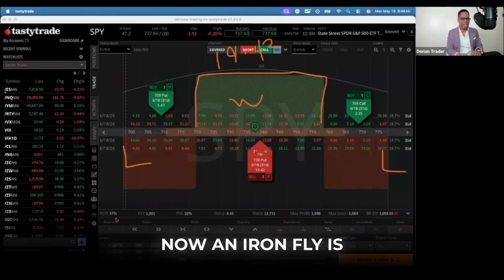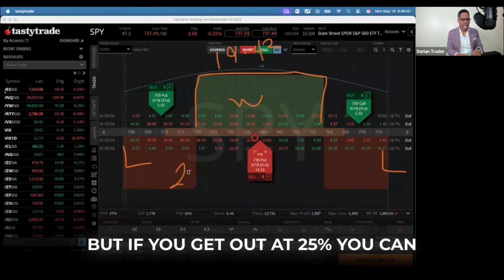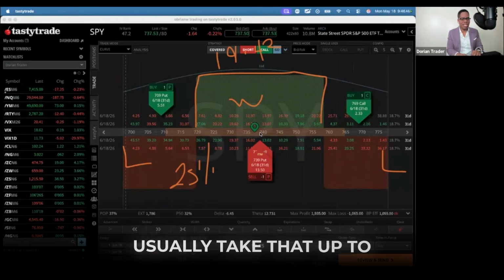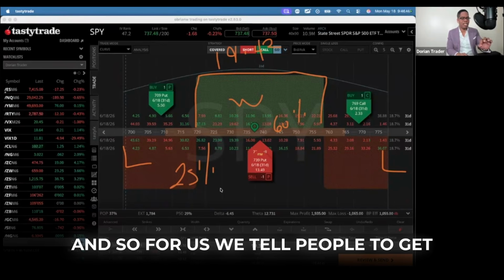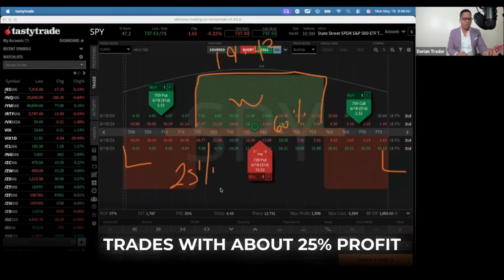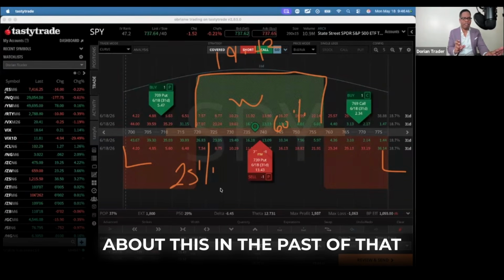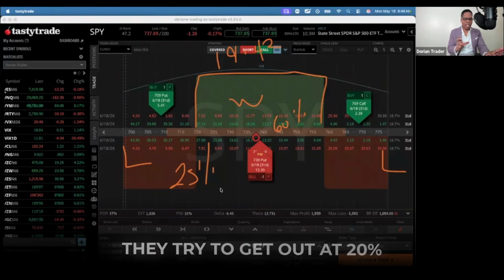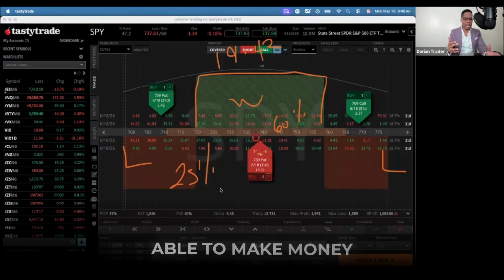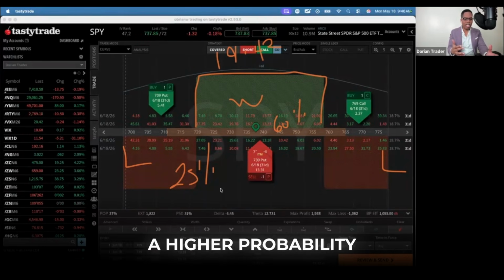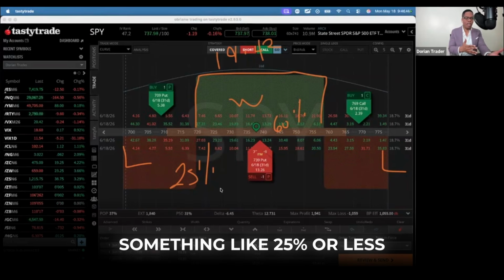Now, an iron fly is usually less than a 50-50 shot. But if you get out at 25%, you can usually take that up to about a 60% chance of winning. And so for us, we tell people to get out of these type of trades with about 25% profit. And some of you heard Dr. Meadows talk about this in the past, that he's seen people do these trades and they try to get out at 20%. Some try to get out at 10%. They do a lot of contracts and still be able to make money, because you're going to have a higher probability with this type of trade if you try to get out at something like 25% or less.